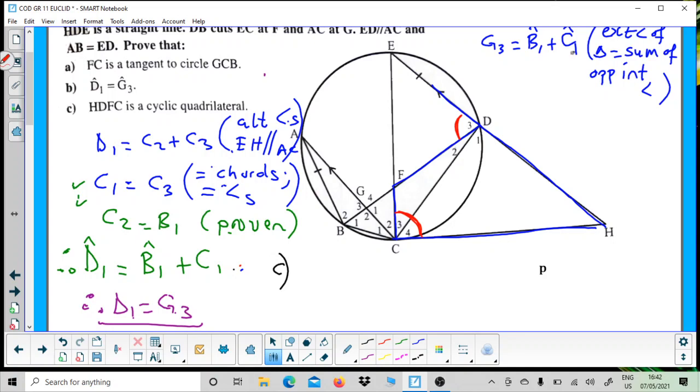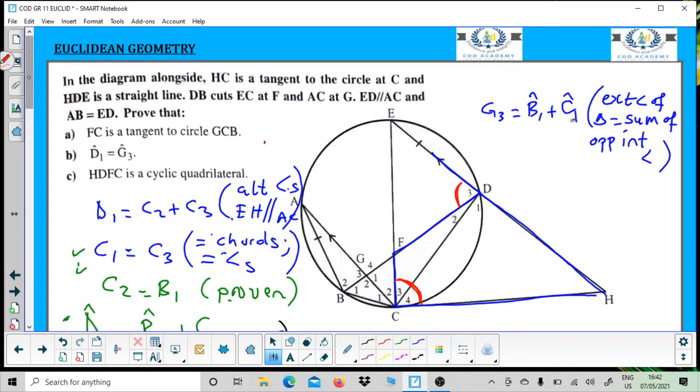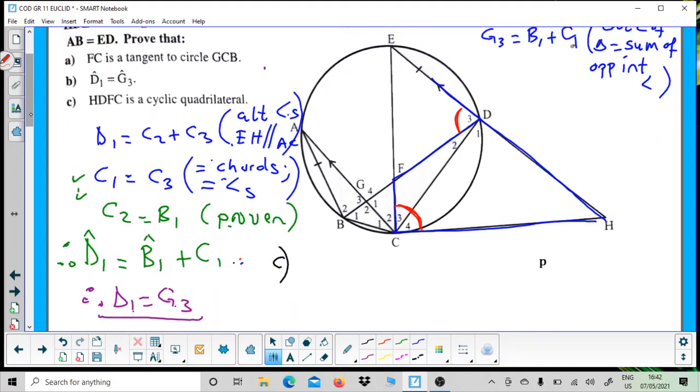Okay. Yeah, it is a tangent. Yes, it's given. Remember, it's given as a tangent. C4 is equal to B1. True. I'm not arguing that. Of course not. We're just saying, will we get to where we want to get to eventually?